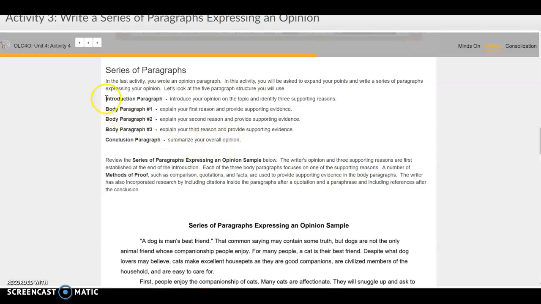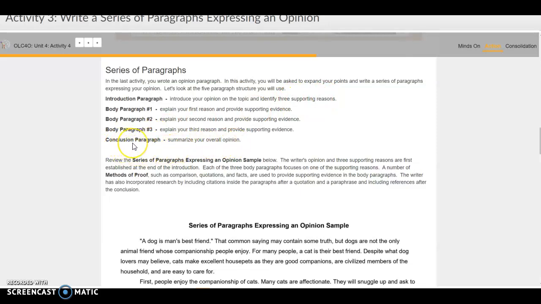So you can think of this 5-paragraph structure kind of like an extended opinion paragraph. Like in your opinion paragraph in the last activity, you should have had a topic sentence, which stated your opinion on the topic. Then you had body sentences, which explained and supported 3 supporting points. And then you had a concluding sentence, which summarized your opinion.